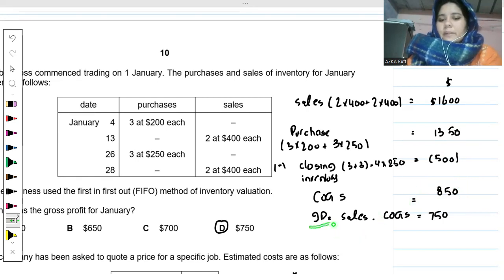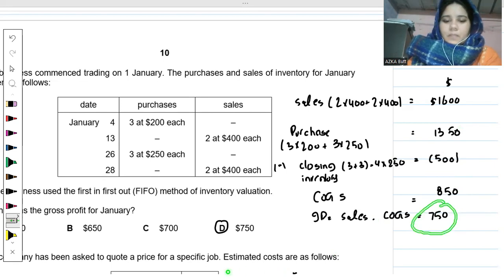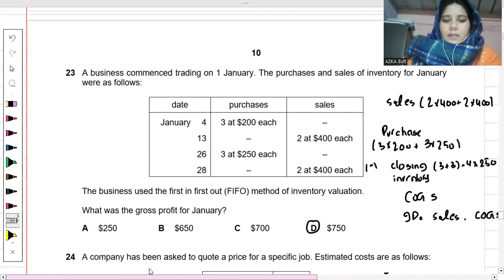And if you want to find the GP, which is the gross profit, we have to deduct the cost of goods sold from the sales. So sales were $1,600 and the cost of goods sold is 850. So now it means that we have 750 in total. So we have 750 as our gross profit.